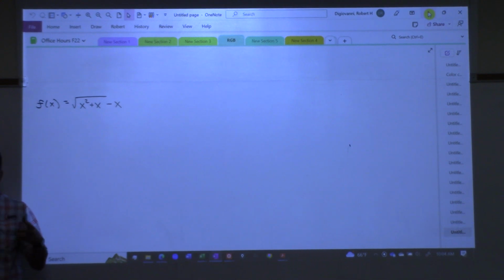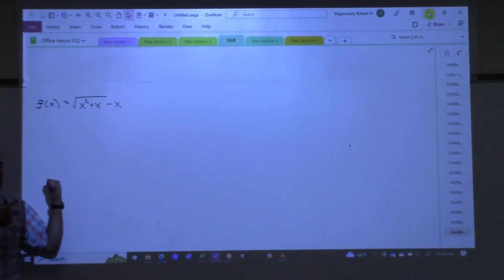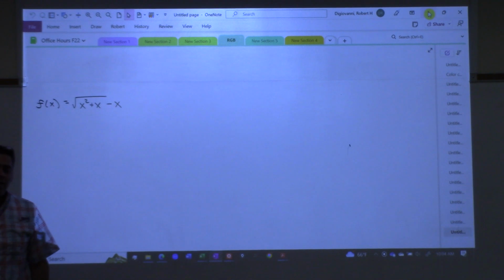That doesn't mean turn me off and forget what I'm doing up here, because while I'm doing it, I'm going to be doing the steps that we just did on the previous two examples. All right, so here's how I would go about trying to sketch this. First thing I would do is find the domain of this function. So what's the domain?